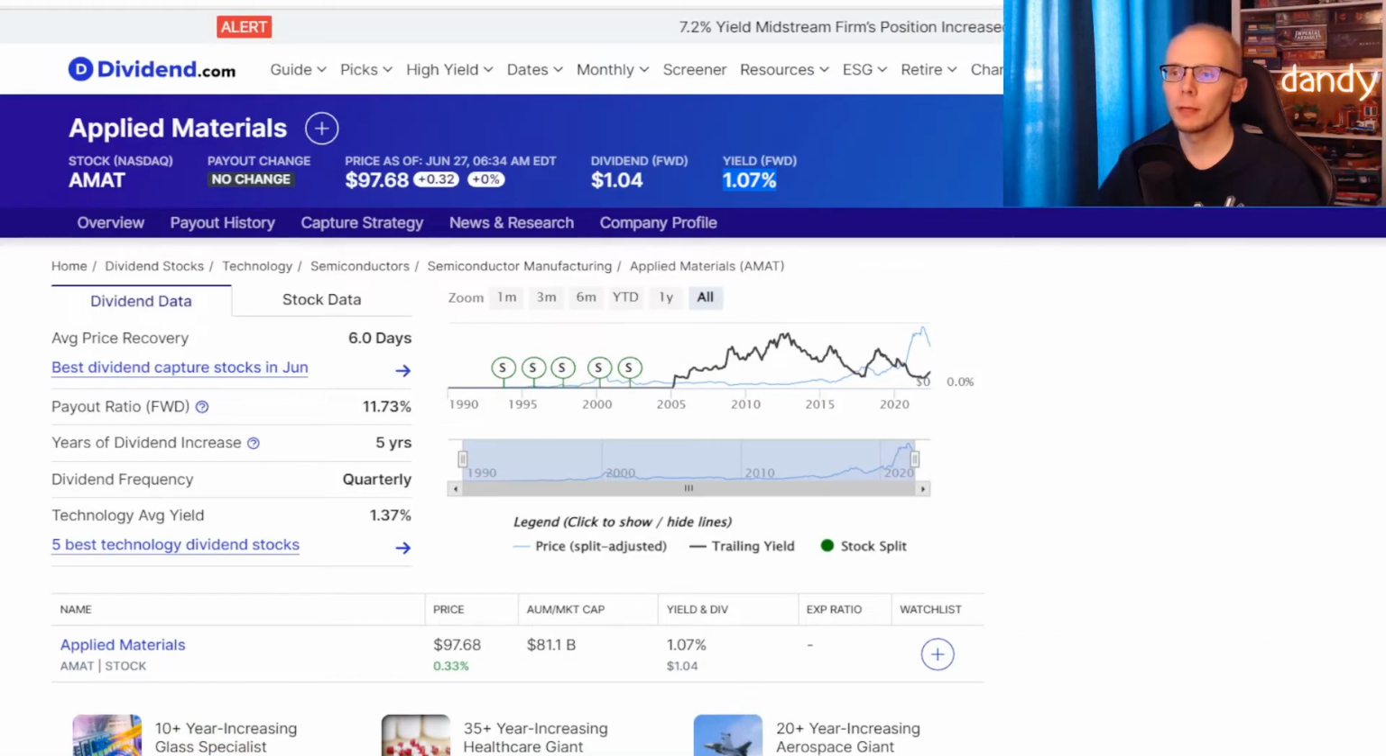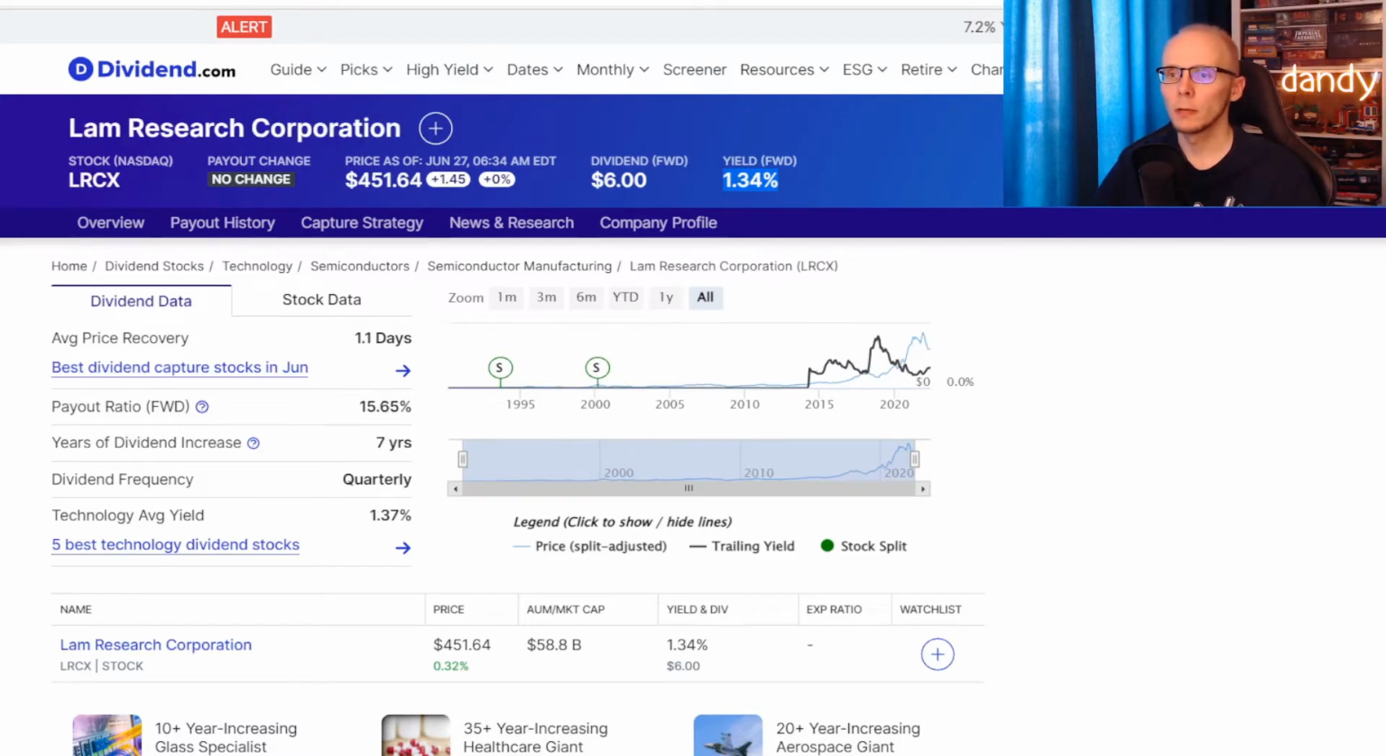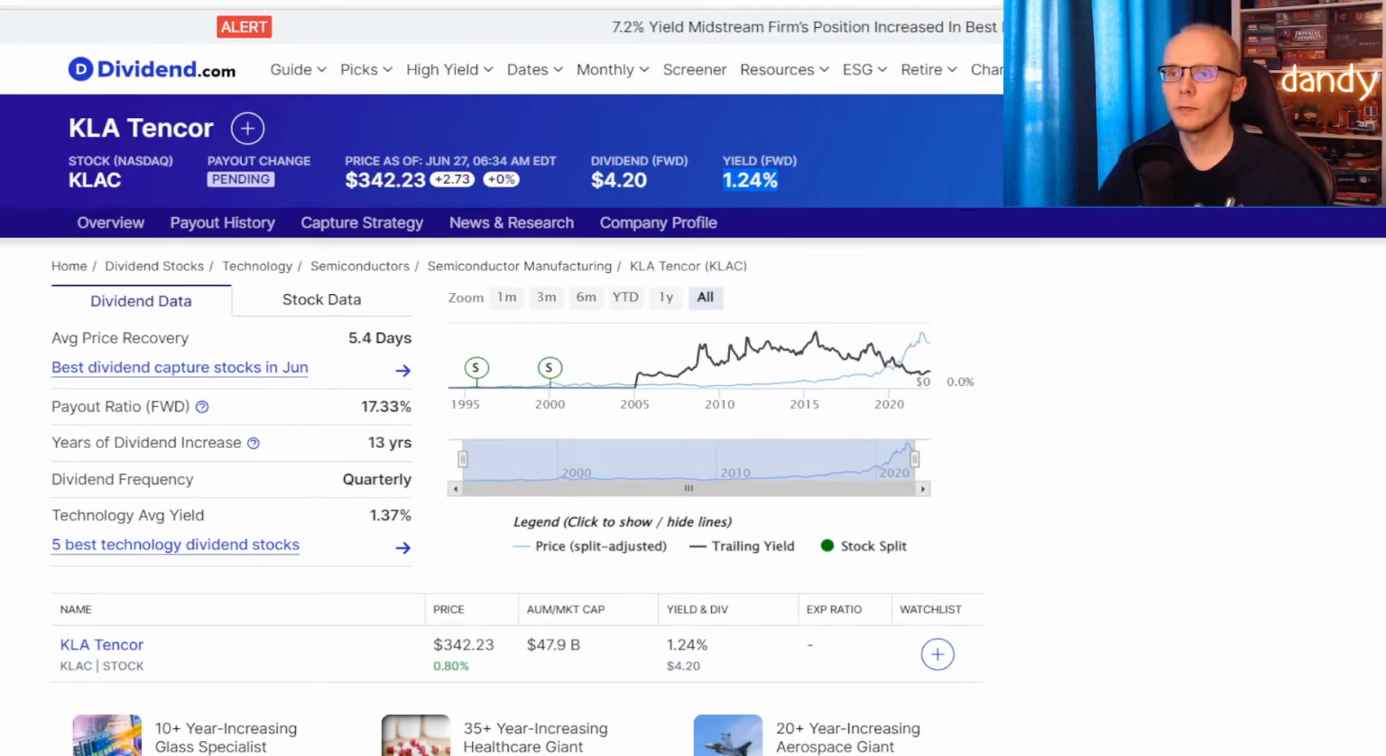So the first metric we'll be taking a look into is the dividend yield. It is calculated by taking the annual dividend per share and dividing it by the share price. Applied Materials is currently paying a dividend of $1.04. So at the current price of $97.68, that is a dividend yield of 1.07%. Now changing to Lam Research, they are paying an annual dividend of exactly $6 per share. So if the stock is currently trading at $451.64, that is a dividend yield of 1.34%. And for KLA, the dividend is at $4.20, meaning that at a price of $342.23, we have it at a dividend yield of 1.24%.